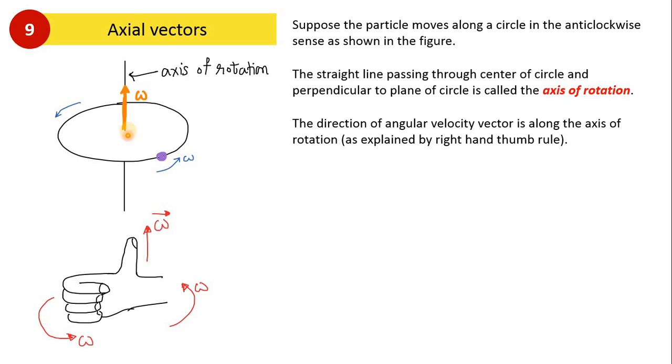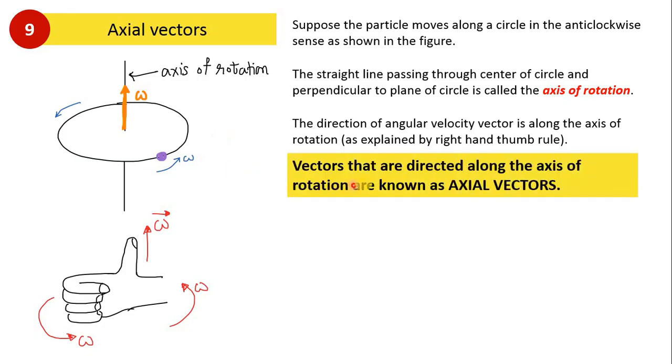Even though the particle is not moving along the axis, the particle is moving along the circle. But it is a custom in vector algebra that the direction of the angular velocity is taken along the direction of the axis, even though it is not moving along the axis. So these types of vectors that are directed along the axis of rotation are called axial vectors.